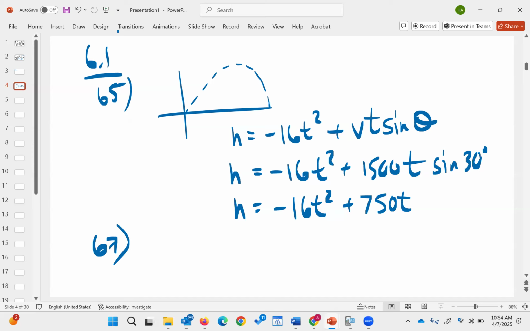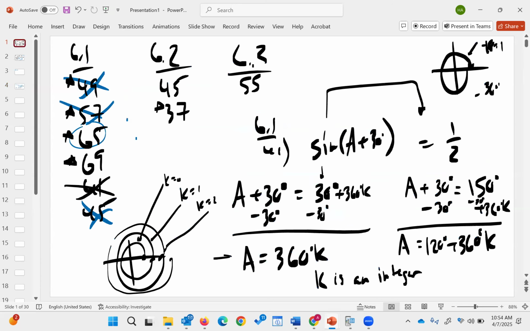Then 67 is actually part of it. 67 says use this equation you found in 65 to find the height of the object exactly 2 seconds after being fired. 2 seconds after being fired, we just stick in a little 2 right in here. And anybody with a calculator? Did we have to do 67? I don't think so. No, we didn't.